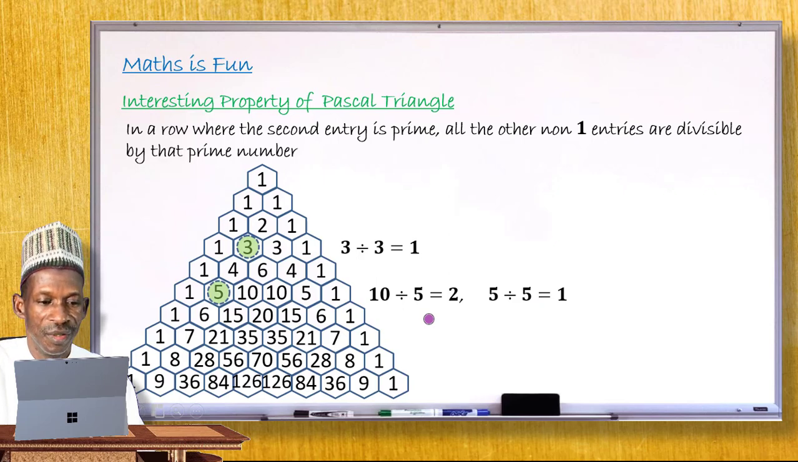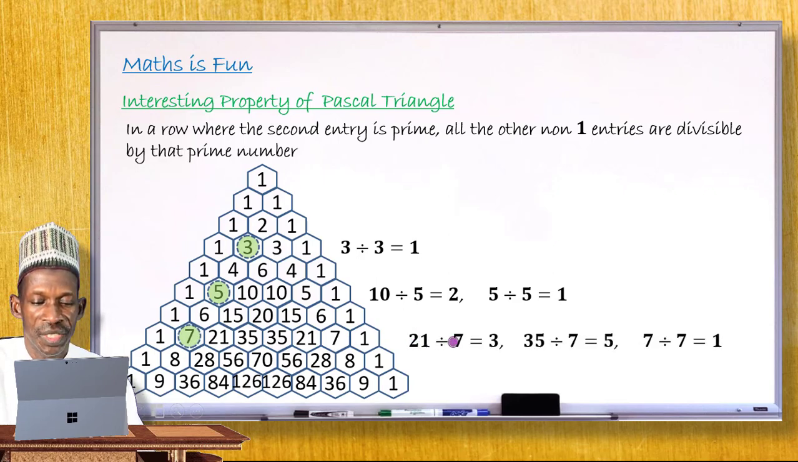Let me just take one more row that contains a prime as the second entry. Here is 7. Look at it. 7 is prime, and it's the second number in that very row. Based on this property, all these numbers 21, 35, and this number 7 will be divisible by this number 7. Let's do it and see. 21 divided by 7 is 3, no remainder. This 35 divided by 7 is 5, no remainder. This 7 also is divided by 7 to get 1, no remainder.